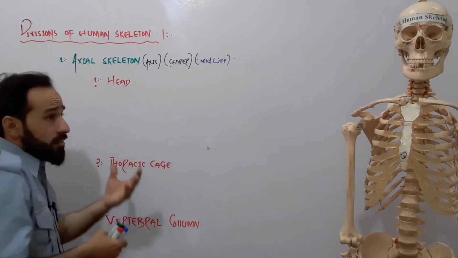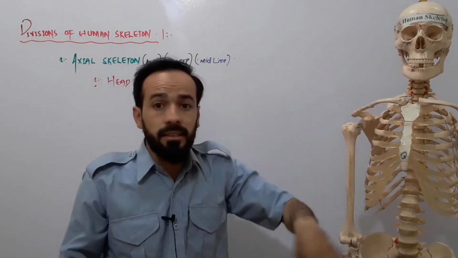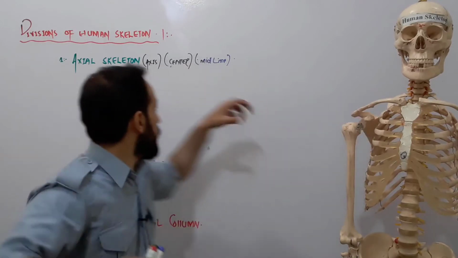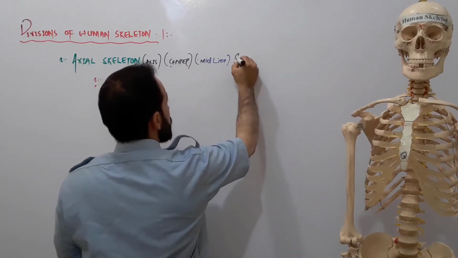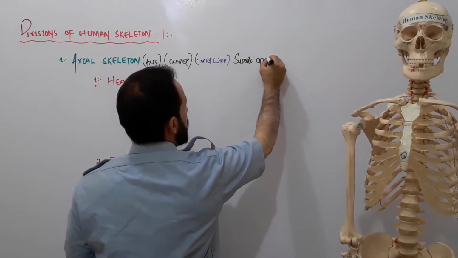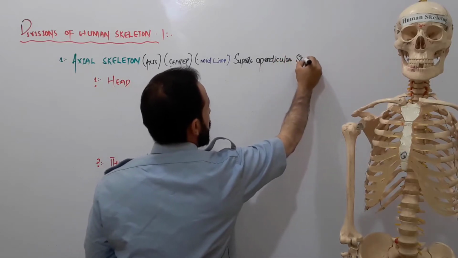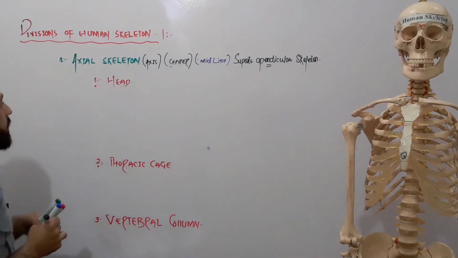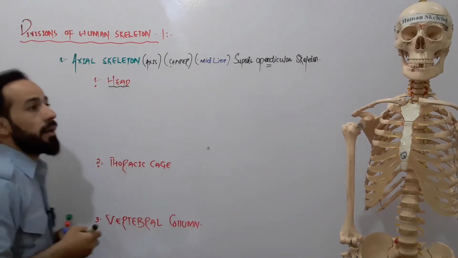Okay, or we say, look carefully friends, we also say that this is the skeleton which supports the appendicular skeleton, right? We say the axial skeleton is the skeleton which supports the appendicular skeleton, right? And we will see later how. Right, now let's go into detail of the bones of your head.